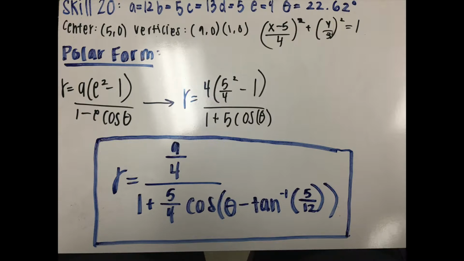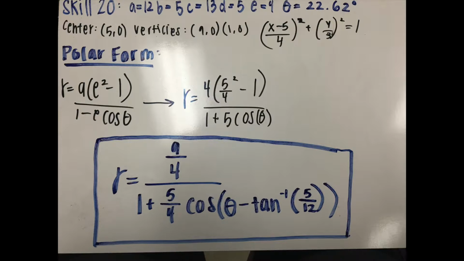So this gave me my center of my hyperbola to be at (5, 0), and then my vertices to be at (9, 0) and (1, 0), and then that gave me my equation of my hyperbola to be (x minus 5) divided by 4, squared, plus y divided by 3, squared, is equal to 1.